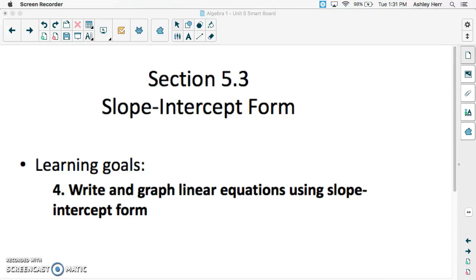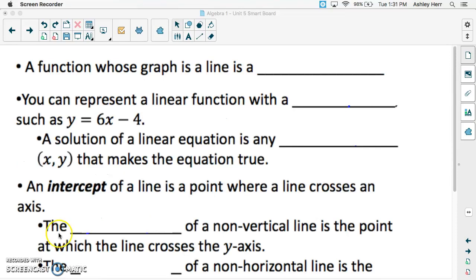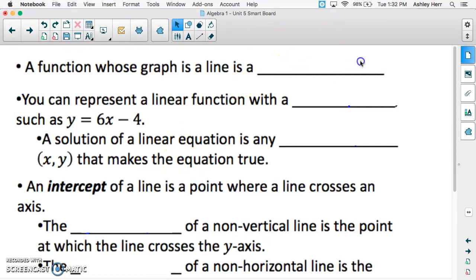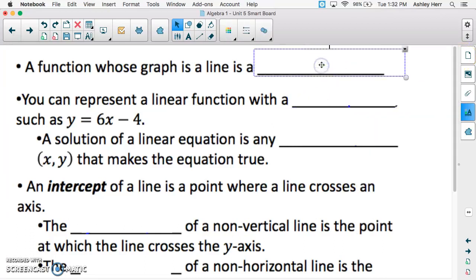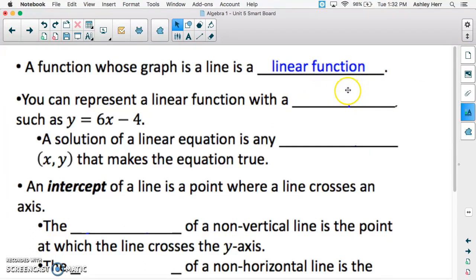Today we're going to talk about the slope-intercept form in section 5.3. You're going to learn how to write and graph linear equations using the slope-intercept form. A function whose graph is a line is a linear function. You can represent a linear function with a linear equation such as y equals 6x minus 4.